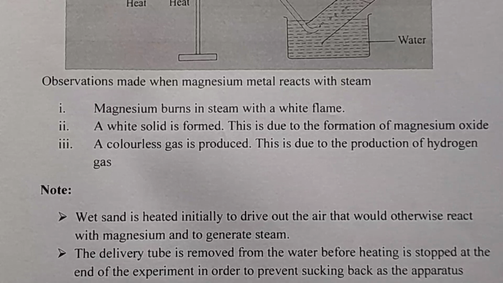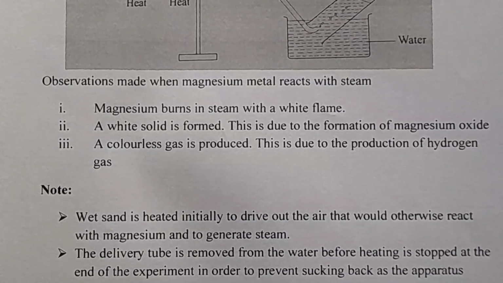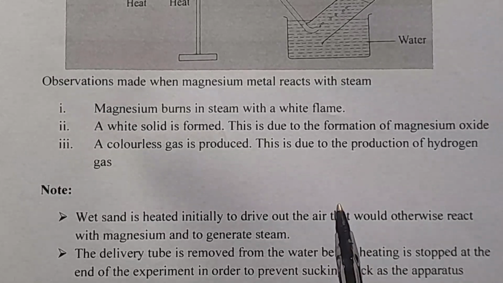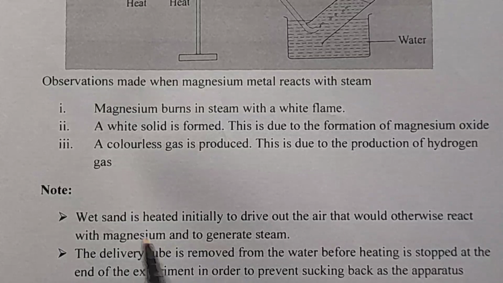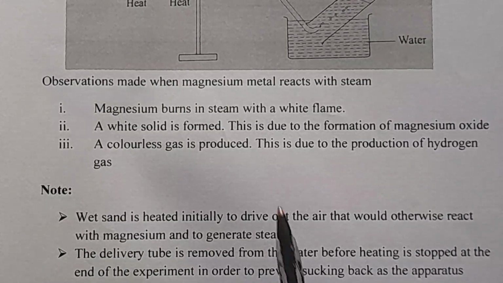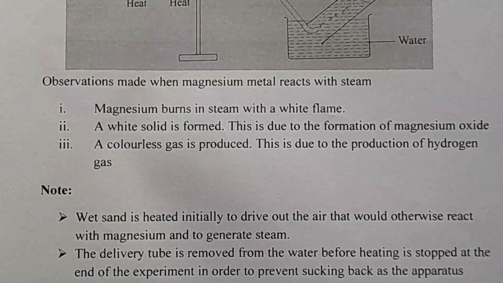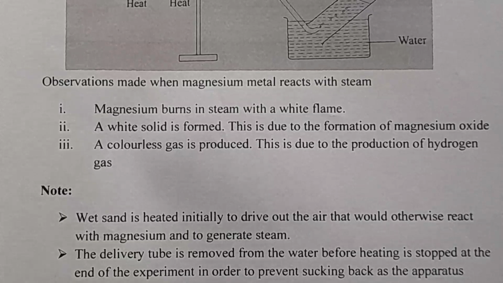So during the exam, you can be asked, give two reasons why wet sand is heated first before heating magnesium ribbon. The first reason is to drive out the air that would otherwise react with magnesium. Number two, in order to generate steam. That's the second reason why wet sand is heated initially before heating magnesium ribbon.